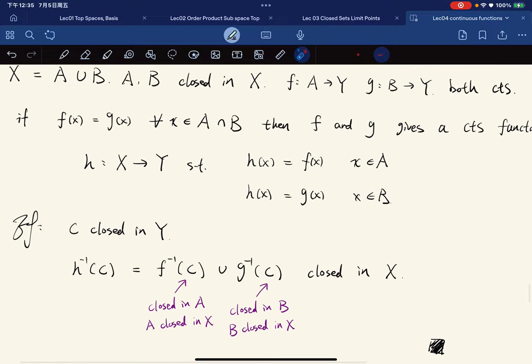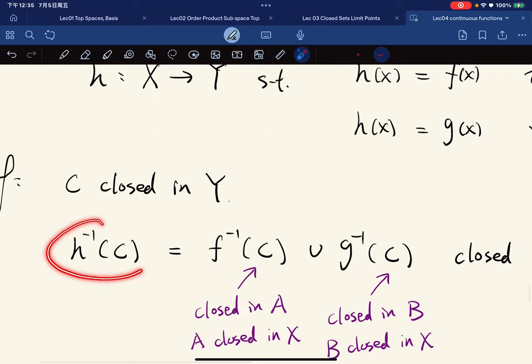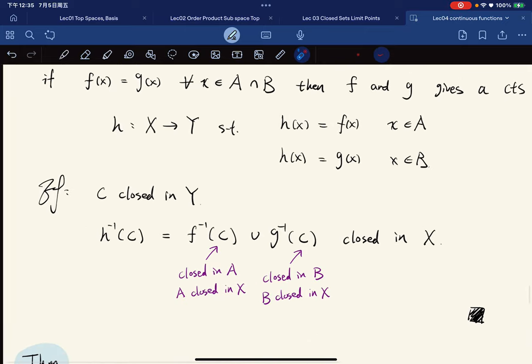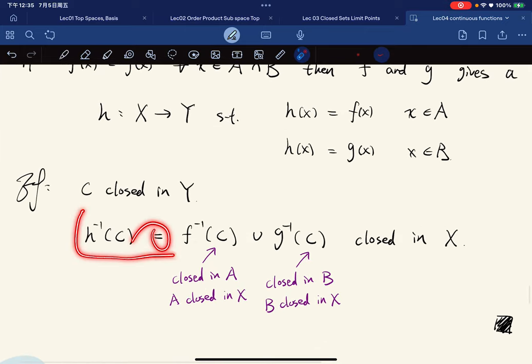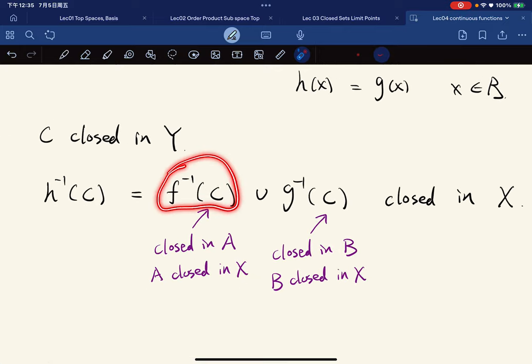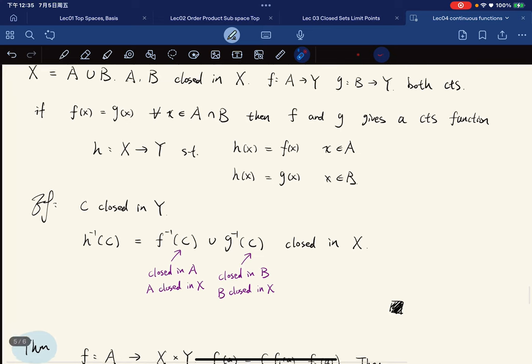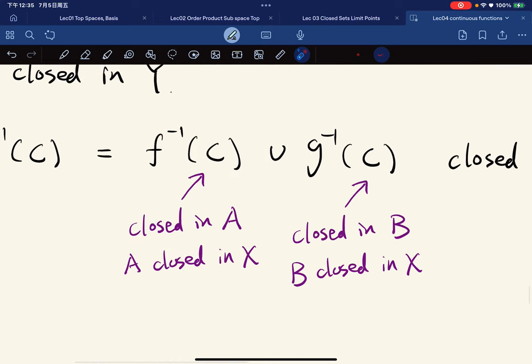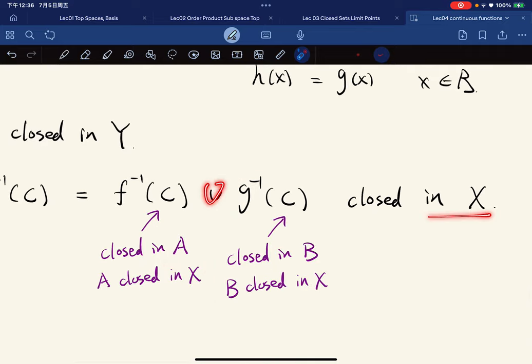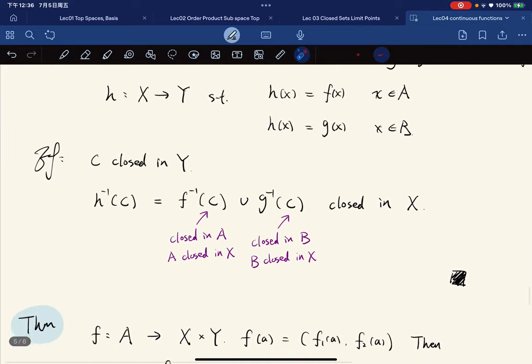And the proof is really, really easy, because for C closed in Y, H inverse of C is this, right? You just verify this equality. F inverse of C is closed in A because F is continuous, but A is closed in X, so this is closed in X. Again, this is also closed in X. So their union is also closed in X. So we're done.